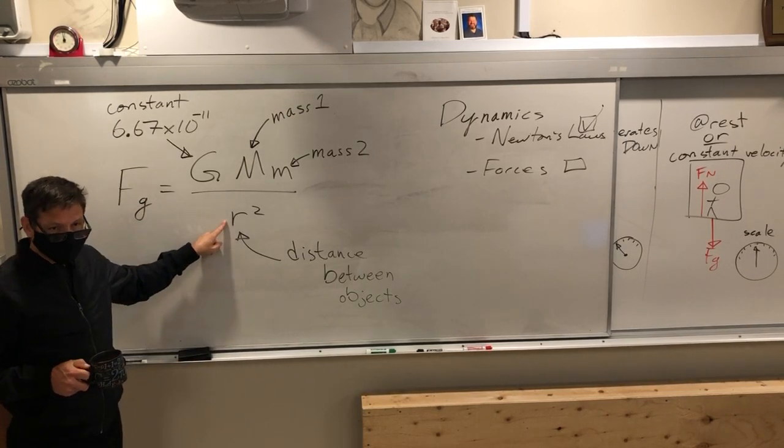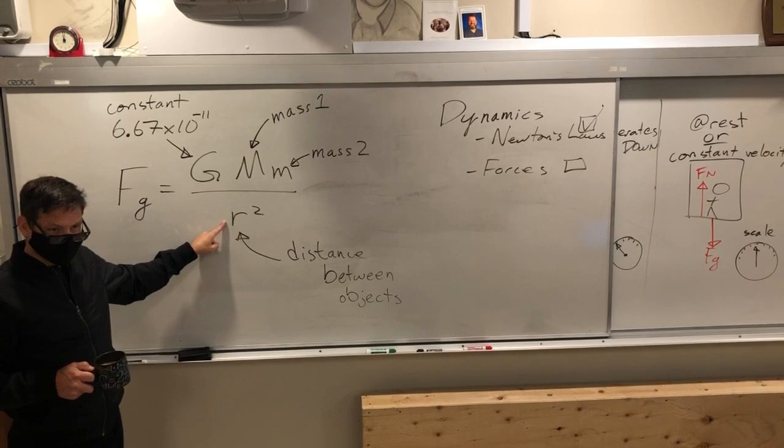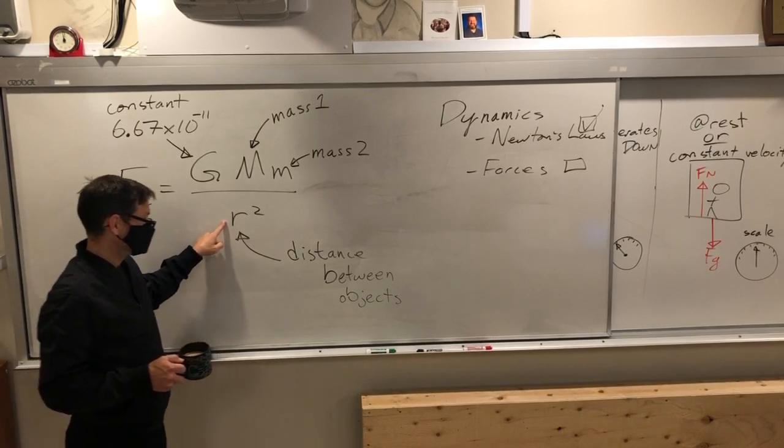Some of you are wondering, why did you use R? Radius? For the distance instead of D. Because it's range. Close. Radius.